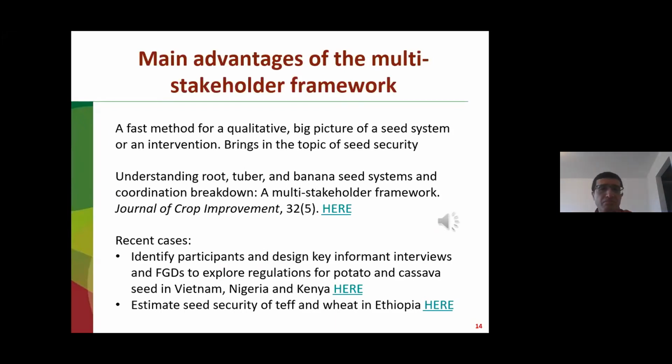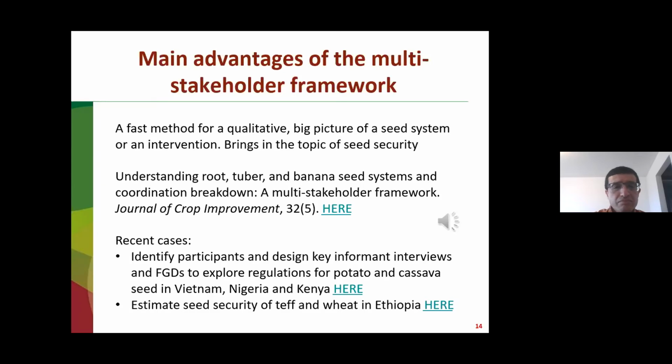Let's see now some of the main advantages of using the framework. The first one is that the framework is a fast method for having a qualitative big picture of a seed system or an intervention. So if we want to have a quick snapshot of what's happening on a seed system or an intervention, then the framework is the tool to use. It also brings the topic of seed security.